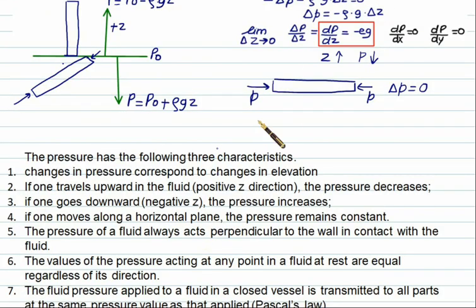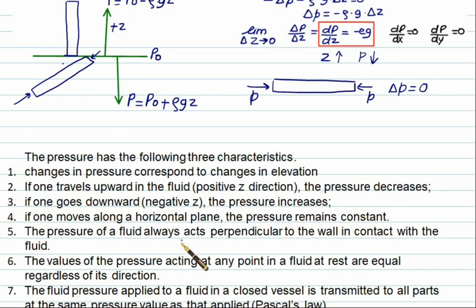So this governing equation has the following characteristic. The changes in pressure correspond to change in the elevation, that is the z direction. If one travels upward in a fluid with a positive z direction, the pressure decreases. If one goes downward, that is negative of z, the pressure increases by the quantity rho g z. If one moves along the horizontal plane, in that case the pressure remains constant.